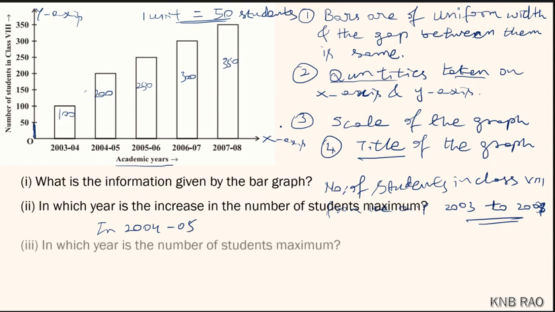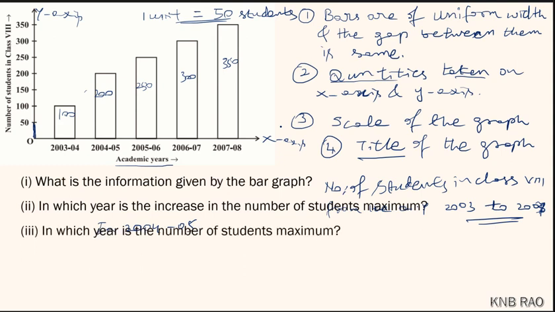Coming to the third question, in which year is the number of students maximum? So, in the year 2007-8 there are maximum number of students. So, this is how we interpret the bar graph. Now, let us go to another important bar graph.